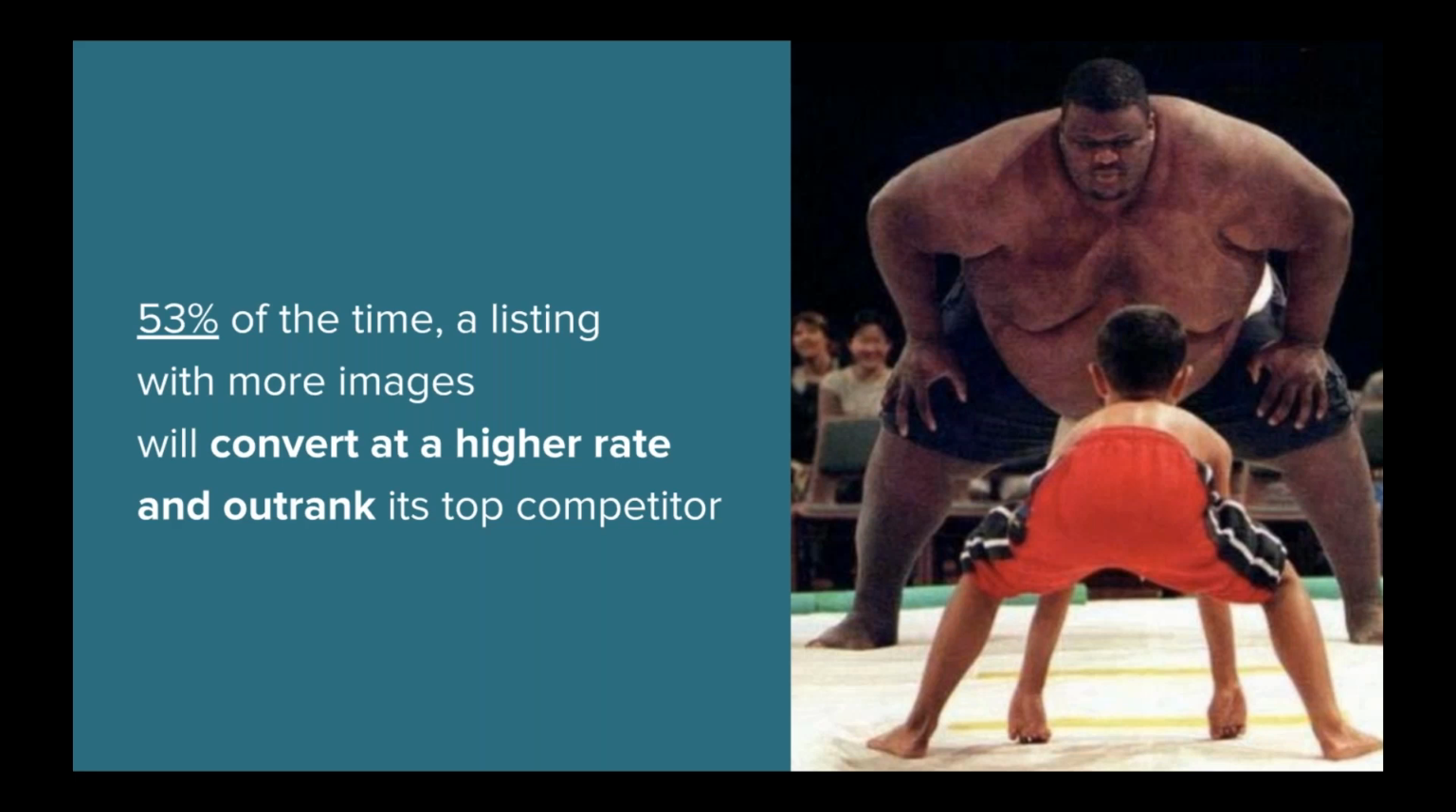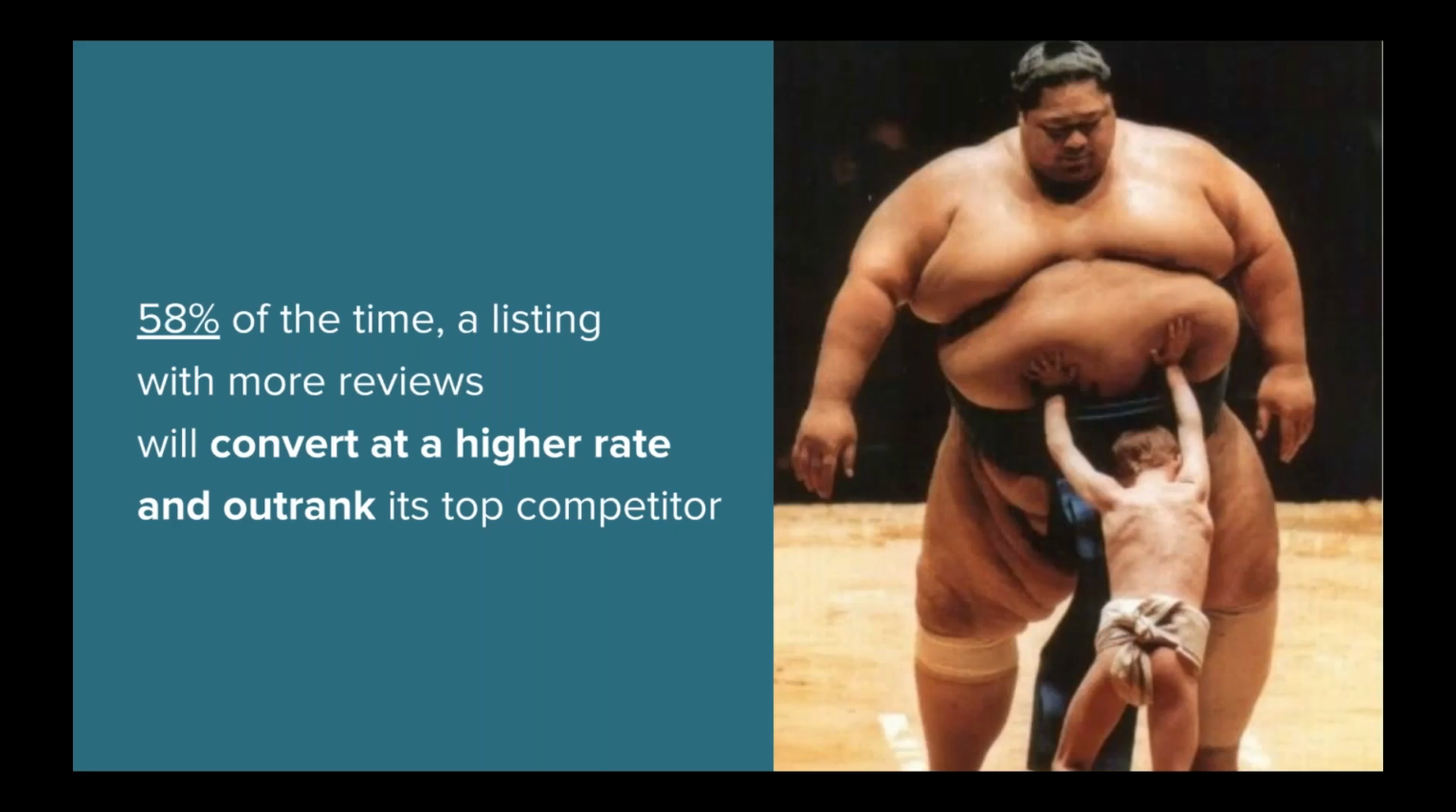I mean, we're not saying specifically what kind of images you need to show. We're just saying that you need to have more of them. Now, if we dug into this and had a way of parsing out quality, I'm sure that number would go much higher, but even something as simple as having more images is going to correspond to an aggregate higher conversion rate and presence. And then we see 58% of the time, a listing with more reviews is going to convert at a higher rate and outrank its top competitor.